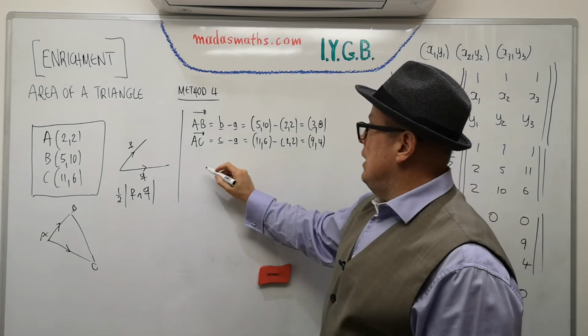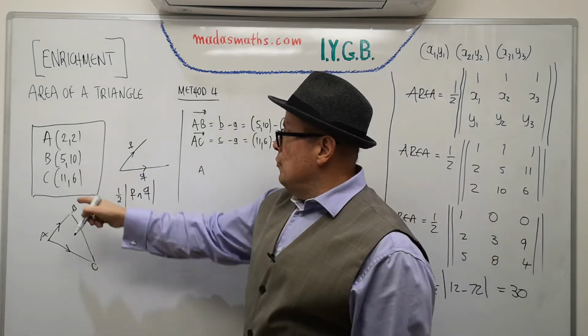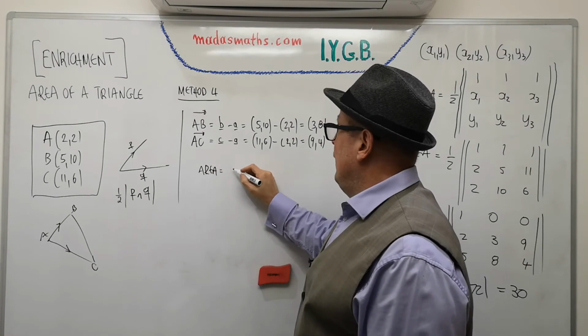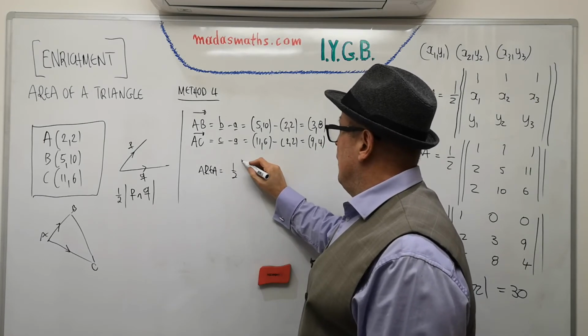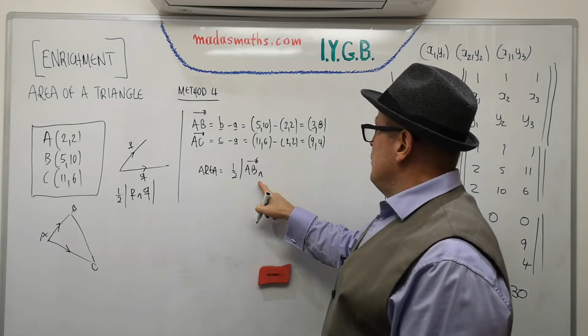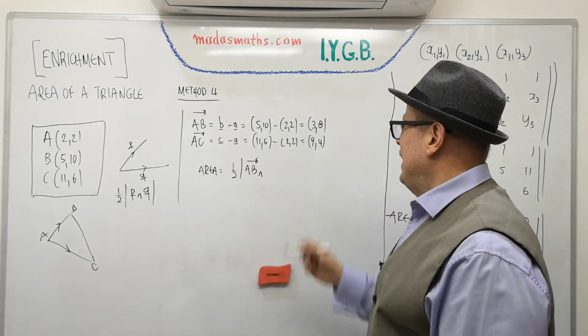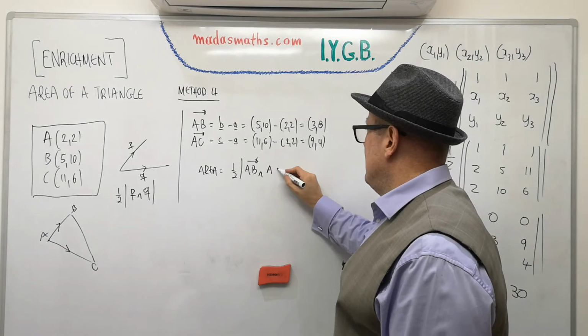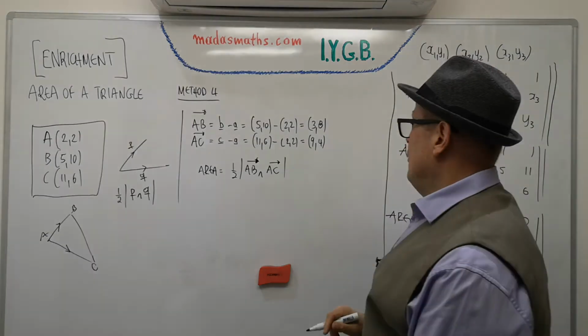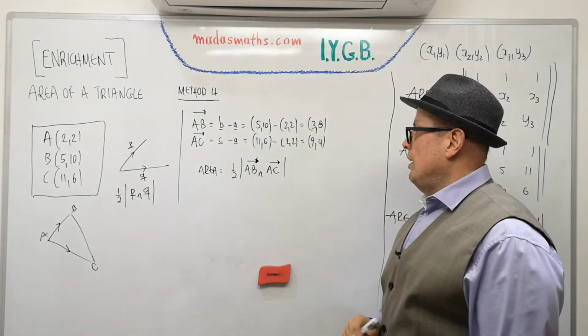And therefore, the area of this particular triangle, whose corners are there, is given by the following quantity. Area is a half AB crossed. I do write my cross product like this.